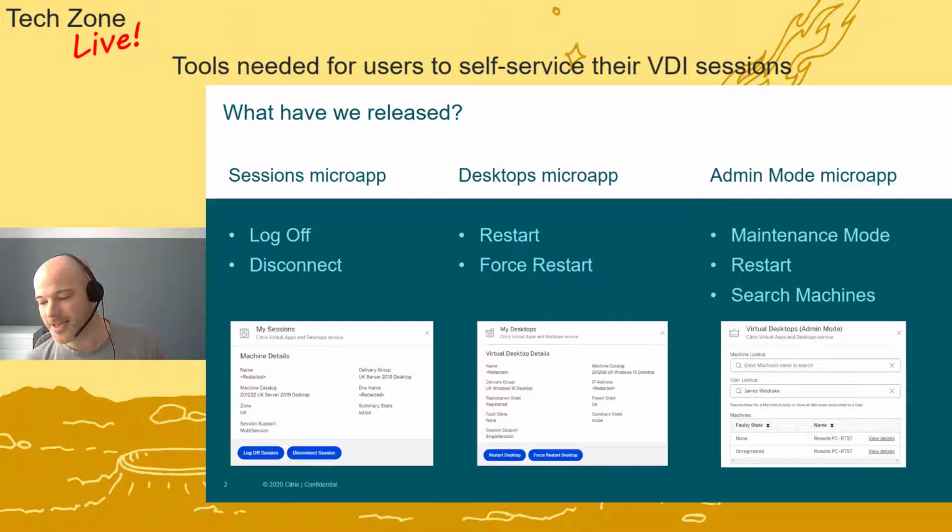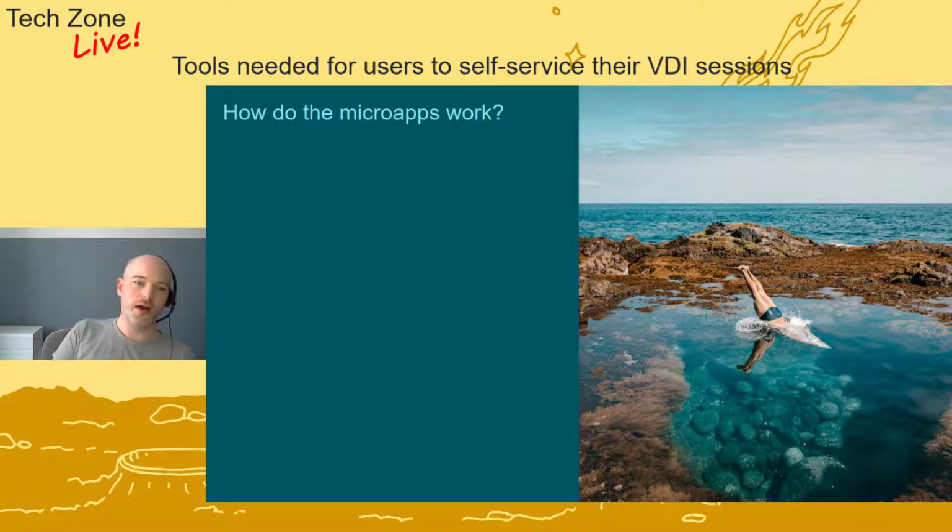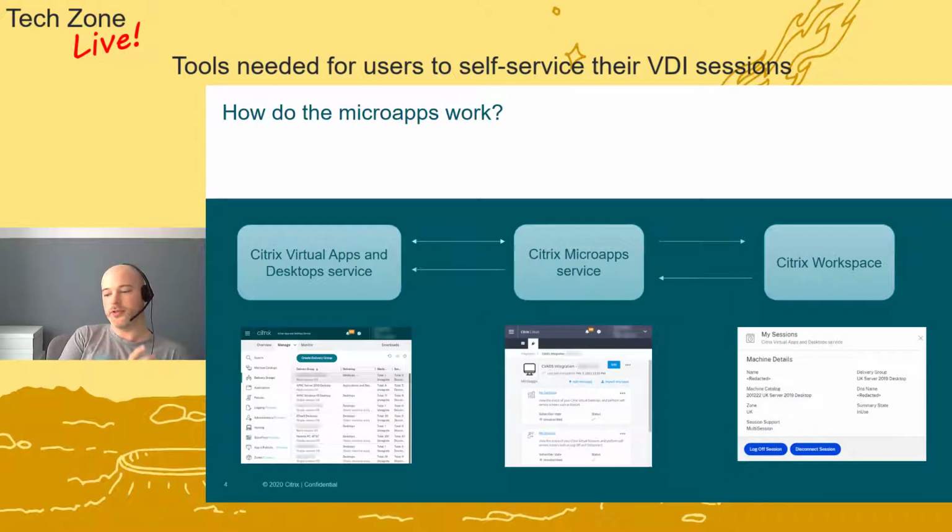So I kind of want to dig into how this works, right? Because when I was working on this, it could feel a bit like magic at times. And hopefully this illustrates what's going on. We've got three component services. We've got the Citrix Virtual Apps and Desktops service on the left-hand side, and I've got an image of Web Studio there, but that's just to illustrate that we've got the Virtual Apps and Desktops service. We've got the Citrix Microapps service, which is a separate service that also lives in Citrix Cloud. And then we've got Citrix Workspace, which is the workspace that we use when we log on to customer.cloud.com, right?